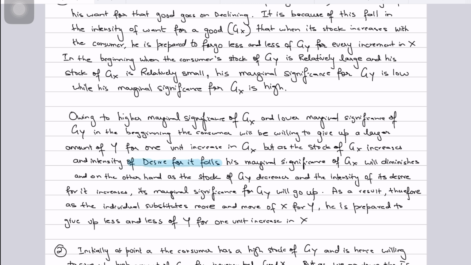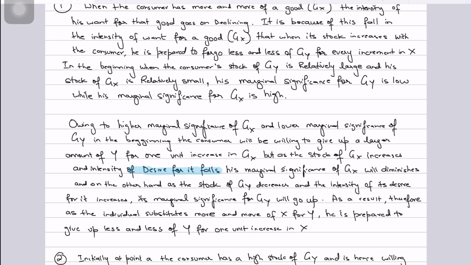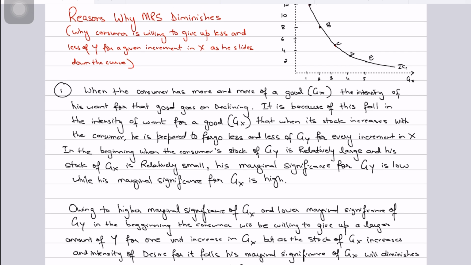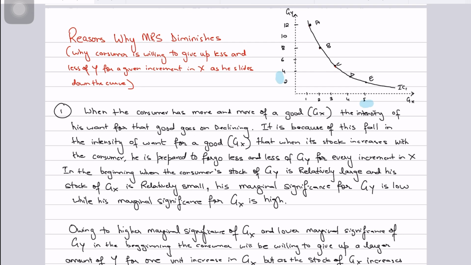but as the stock of good X increases and the intensity of desire for it falls, obviously he would want less of it now. I mean, the desire for wanting an additional X would go down. So his marginal significance of good X will diminish. देखिए ये सब analysis है basically आपकी. So marginal significance of good X will diminish, while on the other hand, when he'll have, so towards this region he'll have more of X and less of Y now, right?